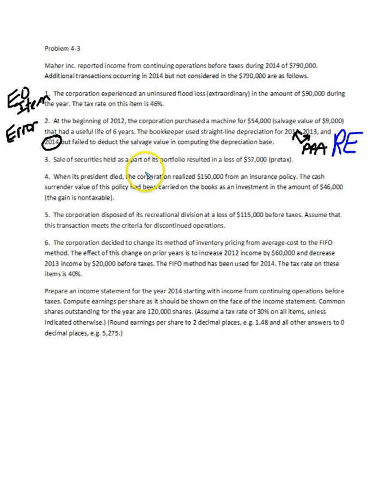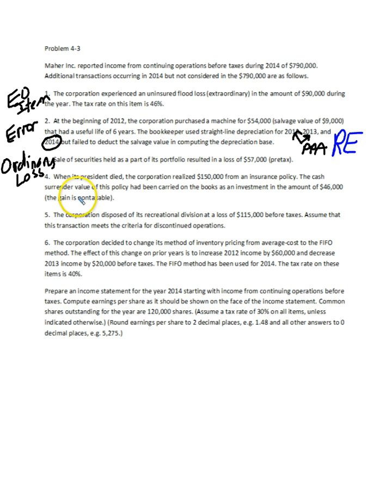Number 3, sale of securities held as a part of the portfolio resulted in a loss of $57,000. That's just an ordinary loss. And that's going to go on the income statement, and that'll be a part of continuing operations.